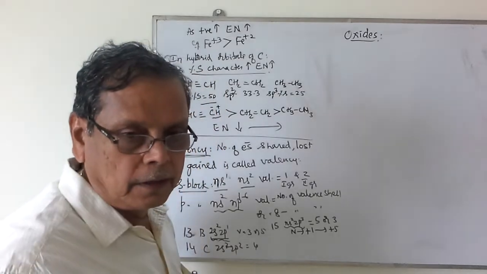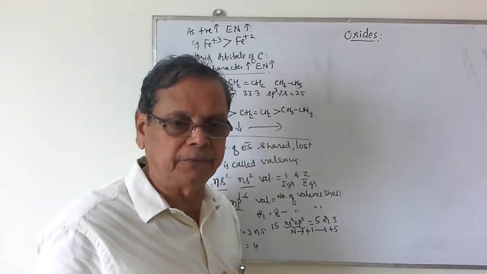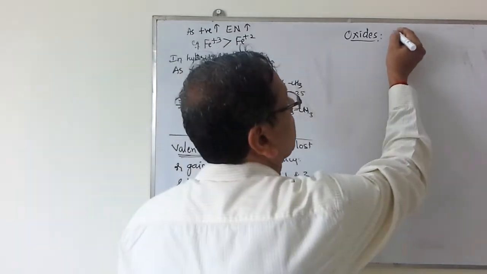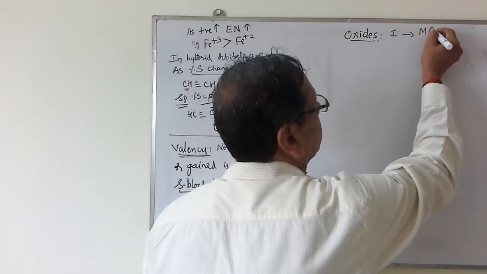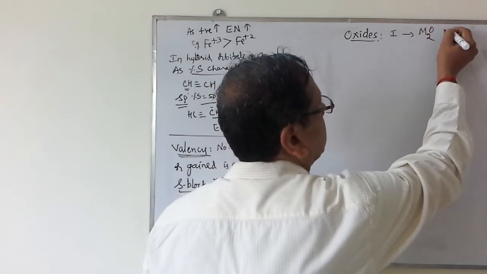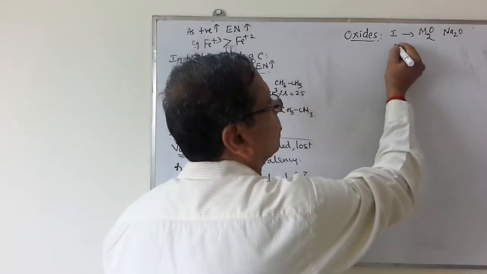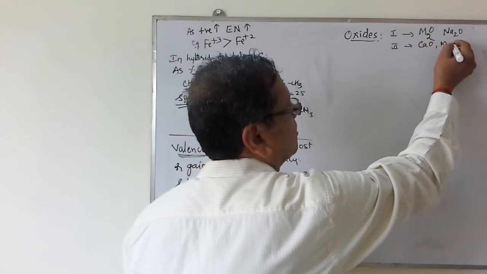Oxides. Oxides are the binary compounds formed by the combination of an element with oxygen. So, for example, first group elements can form compounds like M2O. For example, lithium oxide, sodium oxide, etc. Similarly, second group elements can combine with oxygen to give calcium oxide, magnesium oxide, like that.